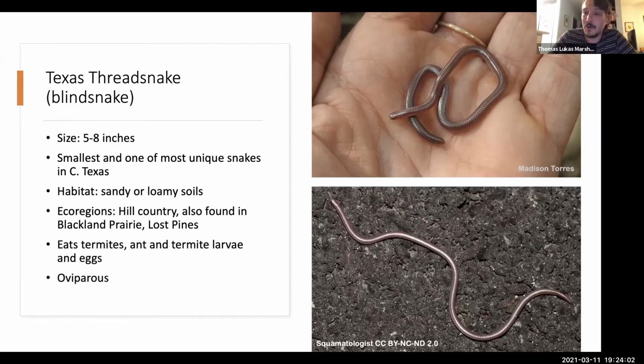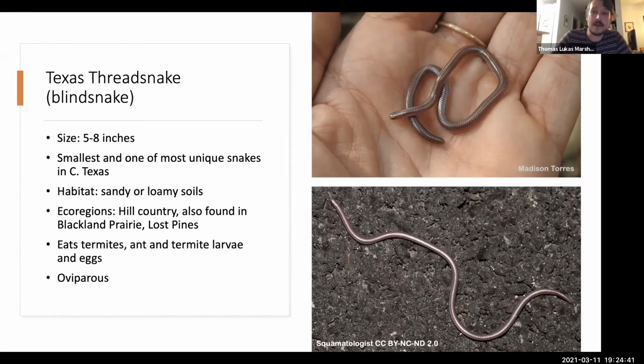If you pick it up and hold it, you may see that it has a forked tongue. It also has small vestigial eyes, which are reduced in size and complexity because they spend so much time underground. These snakes like sandy and loamy soils, and they're increasingly common in semi-arid to arid habitats. So we find them around here in Austin and more to the west than to the east. They provide a beneficial service because they eat termites, and they also eat ant and termite larvae and their eggs.